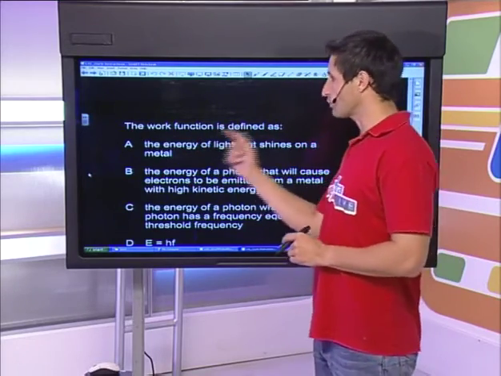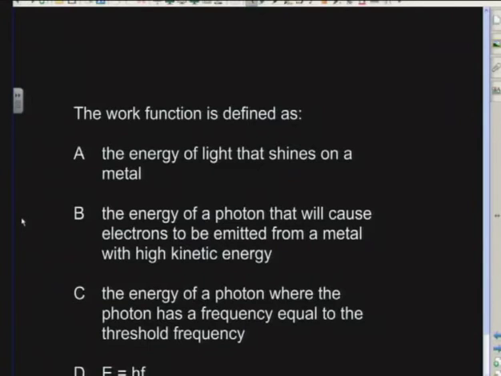Here we go. It says that the work function is defined as. Now, guys, the work function, W0. You've fallen for the trap, guys. But now I'm going to explain why. Let's go through our options and see if they're right, see if they're wrong.